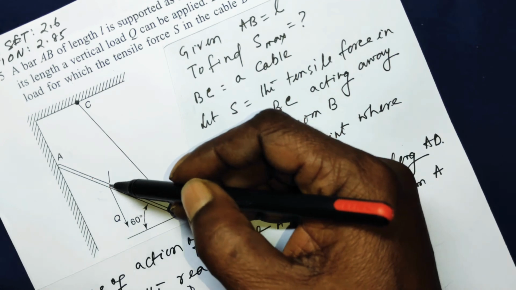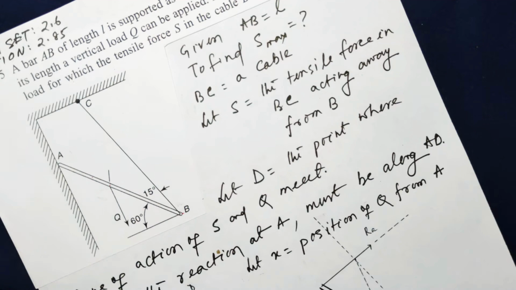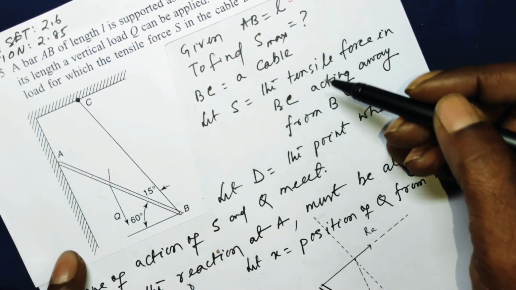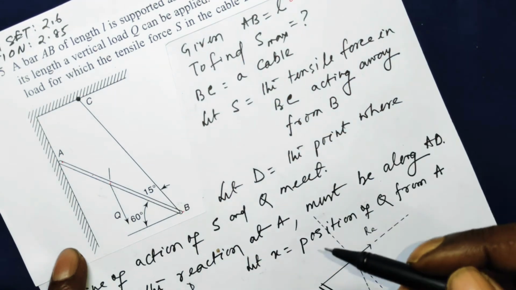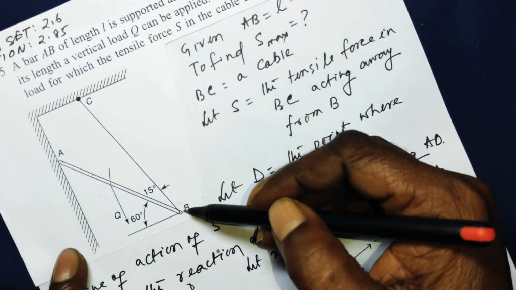Don't think this is the midpoint of A and B. This point is not the midpoint of A and B. We have to find that out. Where is that point? Given AB is equal to L, from here to here, the length of the bar, to find the axial force S maximum in the cable BC.